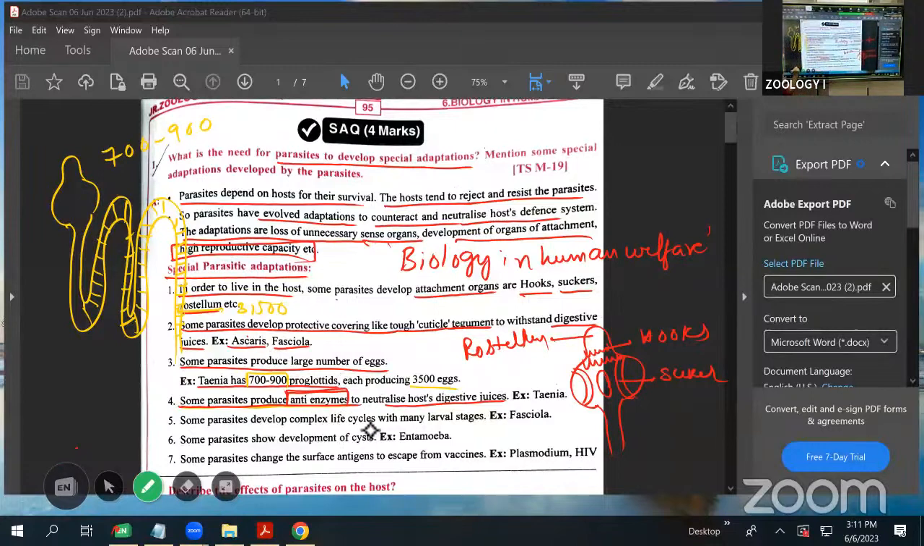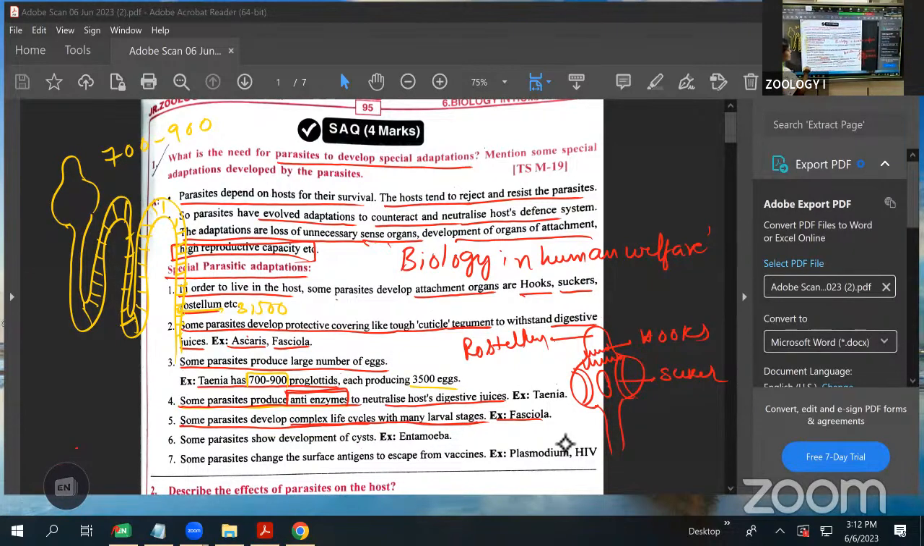Next, some parasites develop a complex life cycle with larval forms. Normally, in any organism, 2-3 larval forms are present. But here, some parasites develop a complex life cycle. What is a complex life cycle? In the life cycle, many larval stages are there, that we call a complex life cycle. For example, Fasciola has a number of larval forms, like Redia, Cercaria.